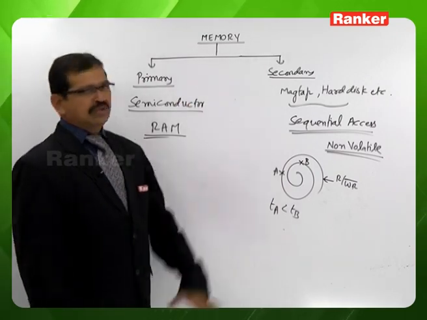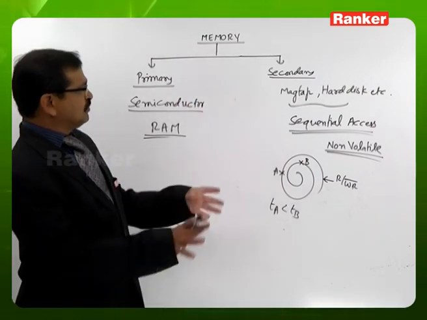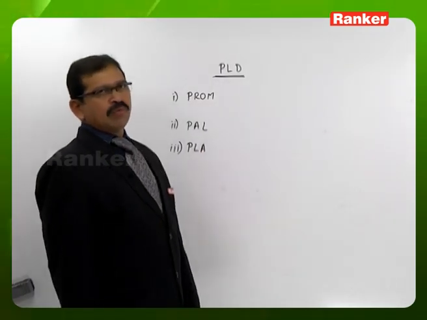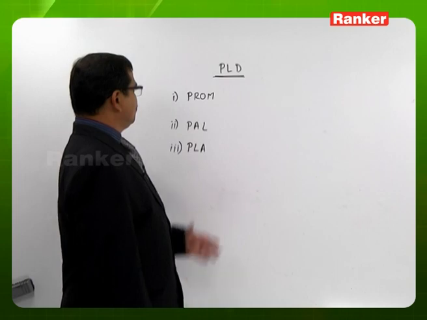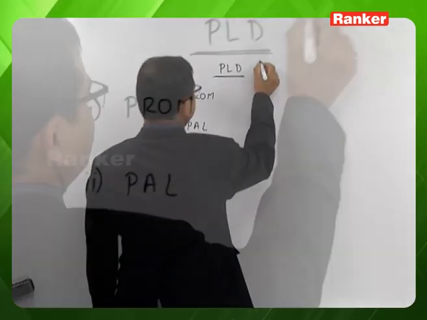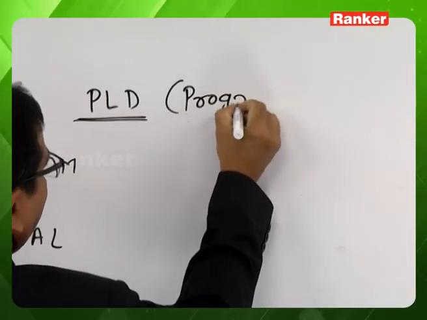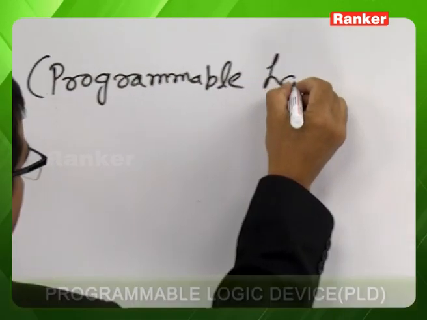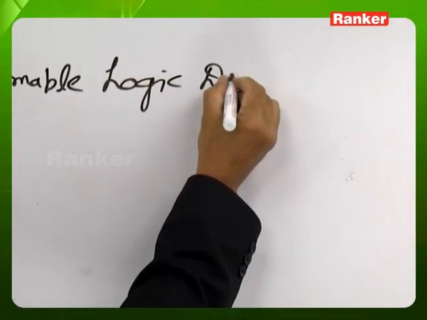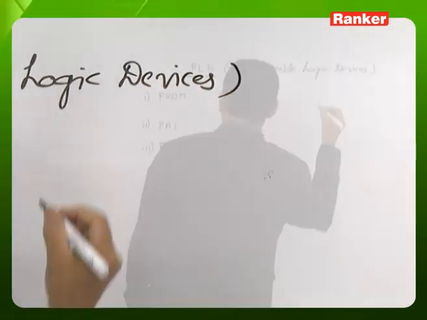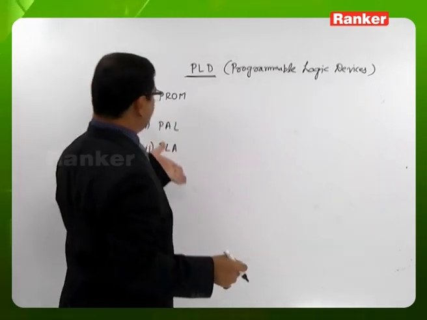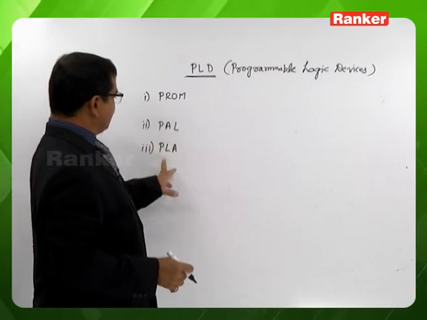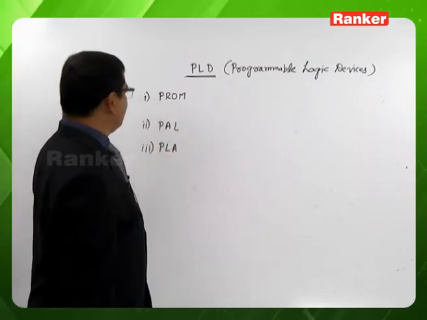So these are a few basics about these memories. Generally the scope of the GATE exam will be within this range. Now we are looking at the PLDs, programmable logic devices. In these programmable logic devices, we are looking at 3 categories: one is programmable read-only memories, another is programmable array logic, and the other is programmable logic array.